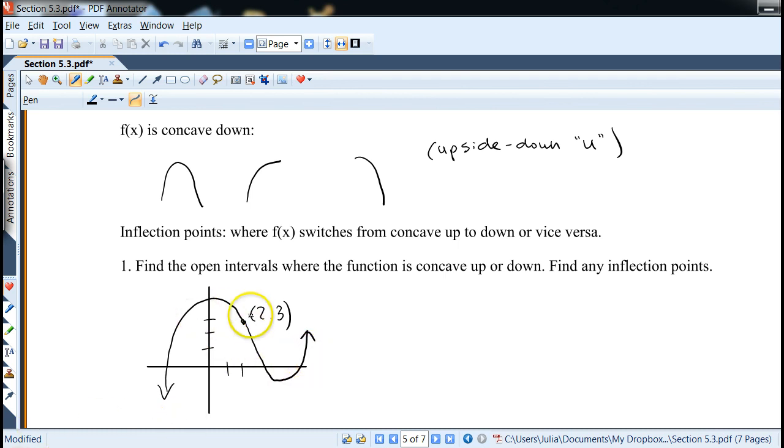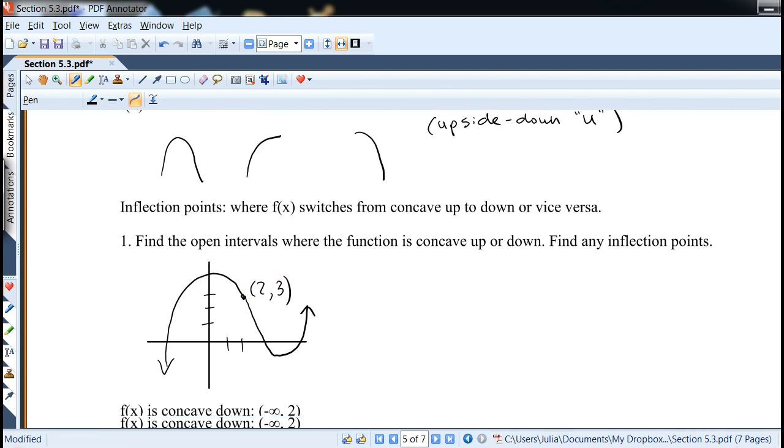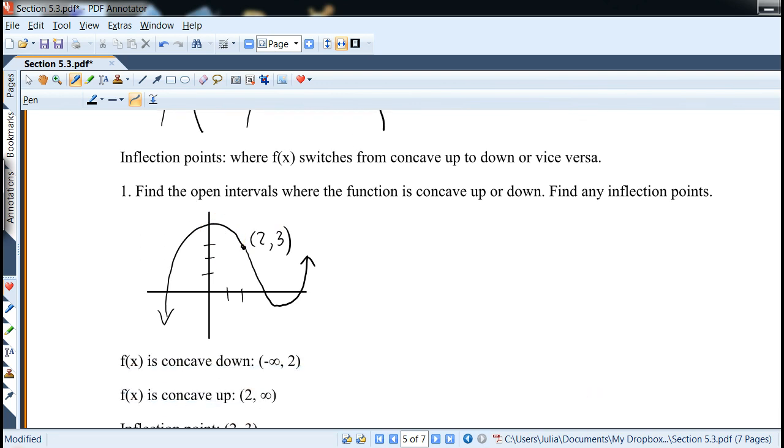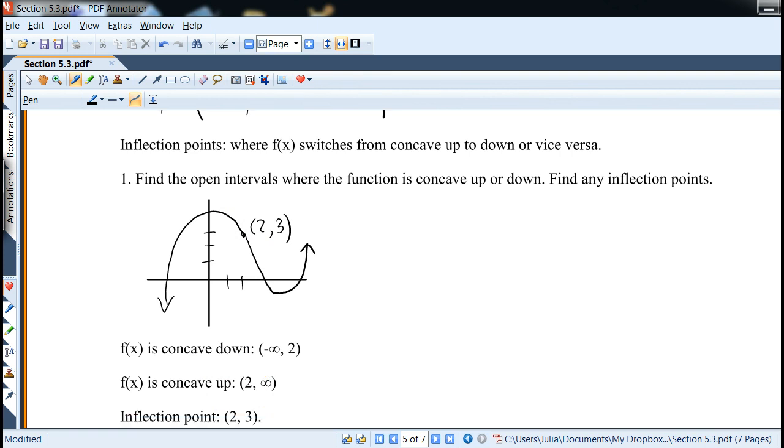Okay, so we're talking about concavity intervals on x interval only. So notice how I write this. f of x is concave down from negative infinity up to 2, and it's concave up from 2 to infinity. And the inflection point is (2, 3). This is where it switches concavity.